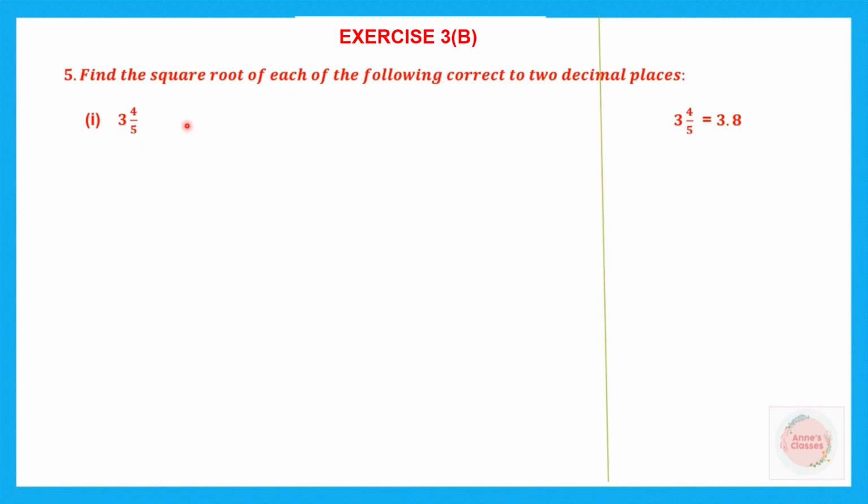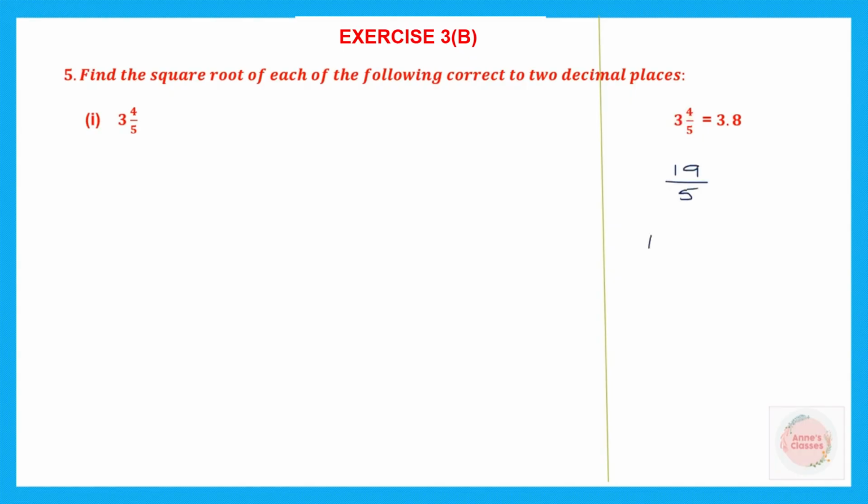So to find the square root of a mixed number, first you need to convert it to a decimal number, and this has already been given to you in your textbook. Now how do we convert this to a decimal number? We need to first convert it to an improper fraction. 5 threes are 15, 15 plus 4 is 19. So we get 19 by 5.